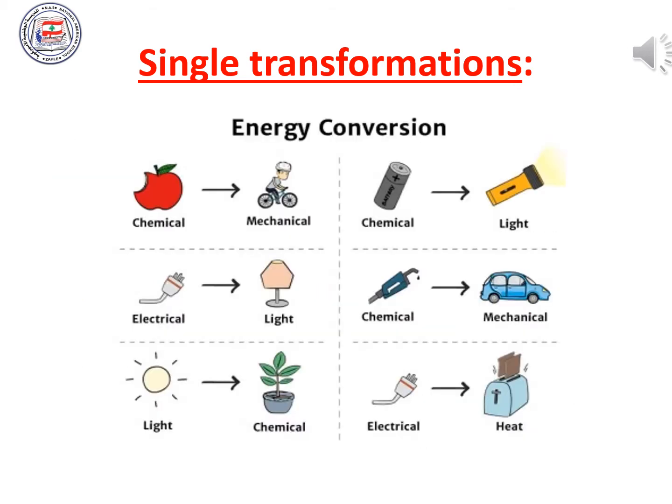In the figure in front of you, you can see several examples of single energy transformations. For example, whenever you eat food like an apple, you transform the chemical energy stored inside this apple into mechanical energy that you need to move, to ride a bicycle, to walk, to run. And also you can see that inside plants, light energy is transformed into chemical energy. You can also see that inside a toaster, electrical energy is transformed into heat, which is thermal energy.